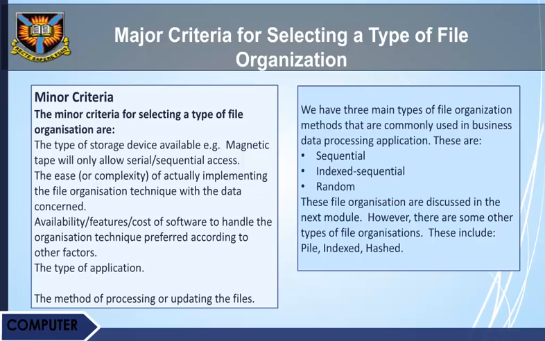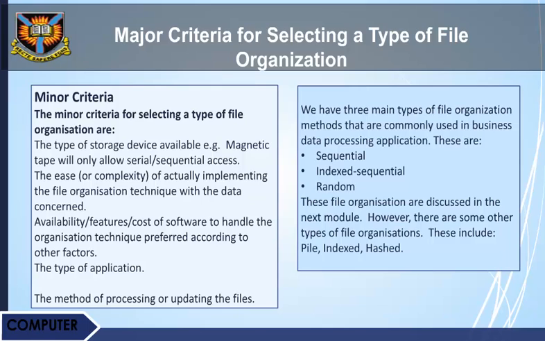The minor criteria for selecting a type of file organization are the type of storage device available, e.g., magnetic tape will only allow serial sequential access; the ease or complexity of actually implementing the file organization technique with the data concerned; availability features; cost of software to handle the organization technique preferred according to other factors; the type of application; and the method of processing or updating the files.